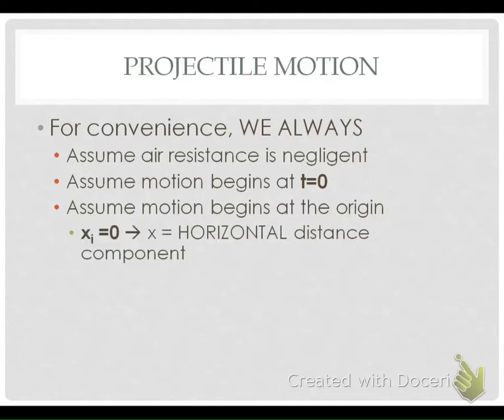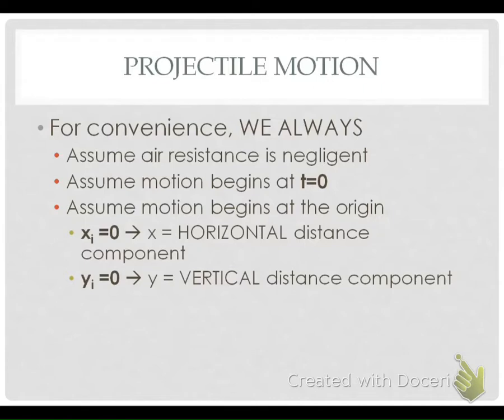And with our coordinate system, we have to note some things about our origin. Since the motion begins at the origin, coordinates are normally what? 0, 0. So we're going to assume that x sub i equals 0 and y sub i equals 0. What do you think x sub i means? Yeah, horizontal distance. So x sub i means horizontal initial position. Y sub i means vertical initial position. Since we're starting our motion at the origin, both of these need to be 0.